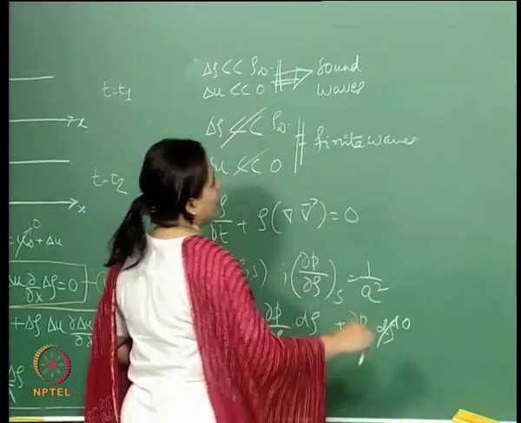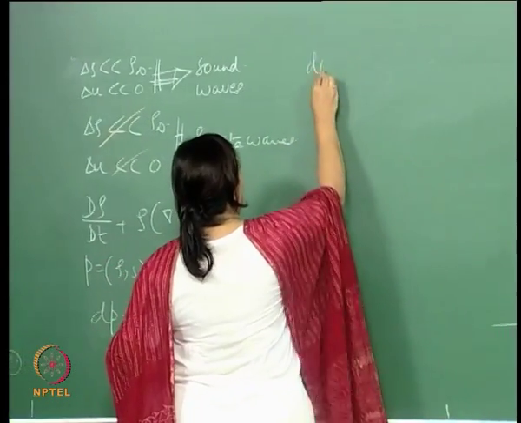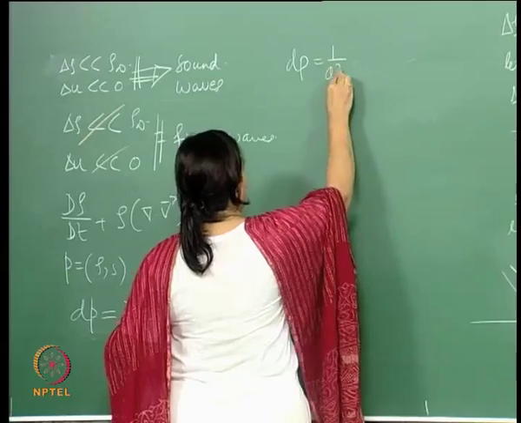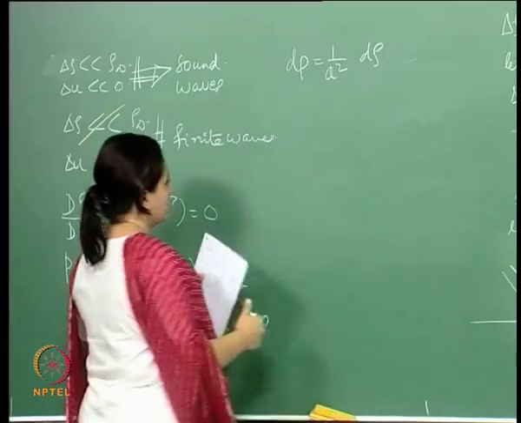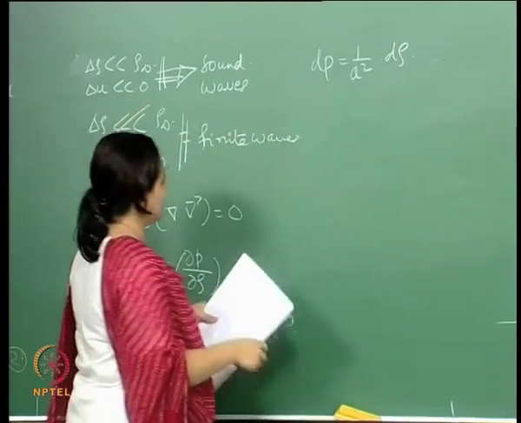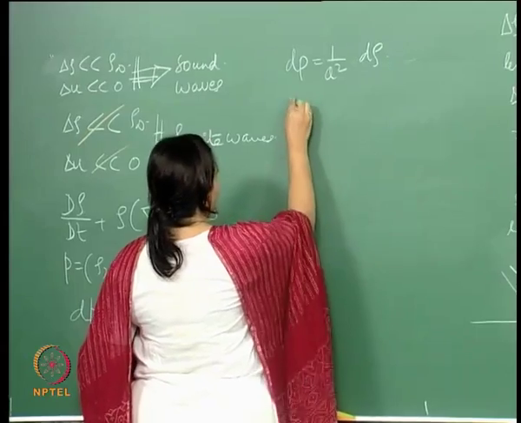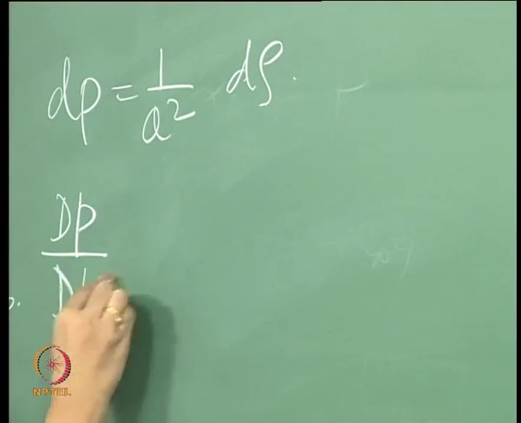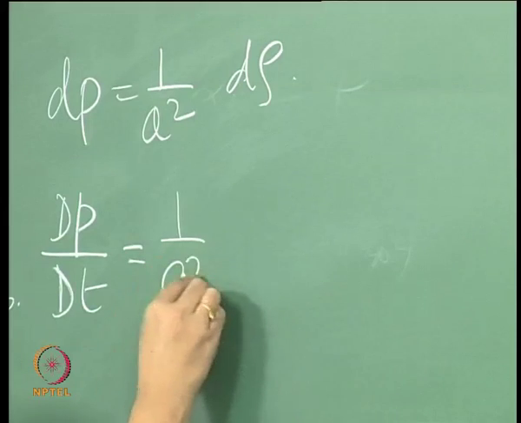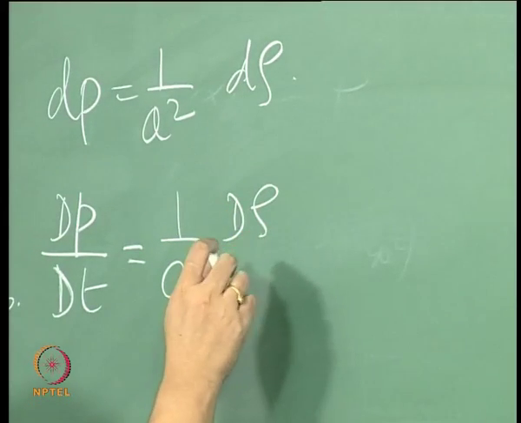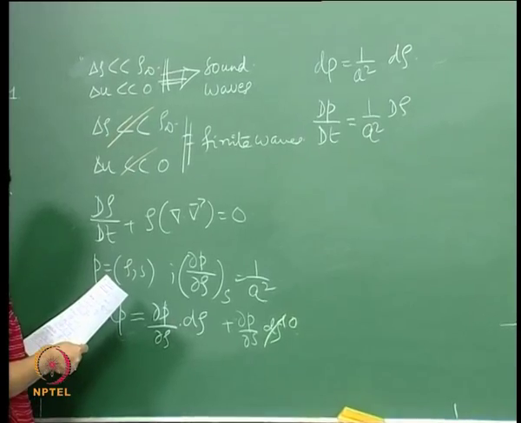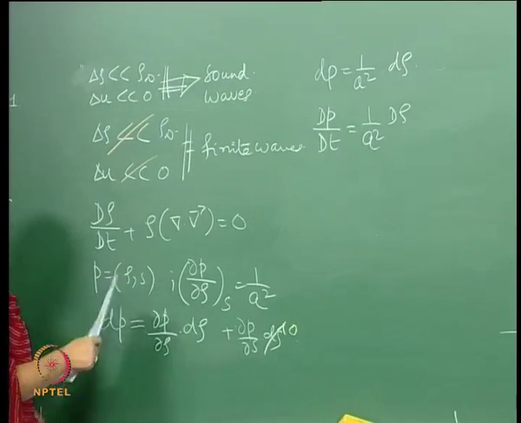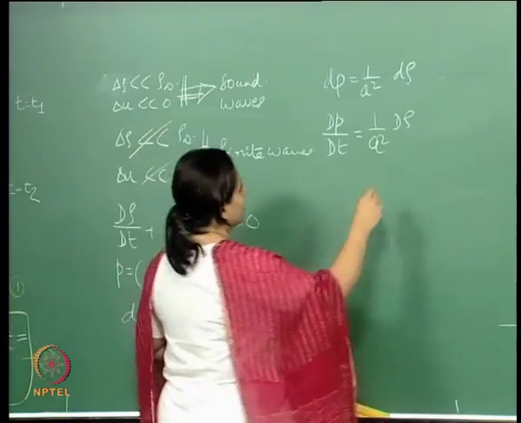So, therefore, what we have is this, that dp is 1 by a square d rho. Okay. This is what we have. So, therefore, I can write it like this, dp dt is... or what did I say, why d rho dp? Oh, okay, all right, doesn't matter. Okay, so I can write it like this as well.